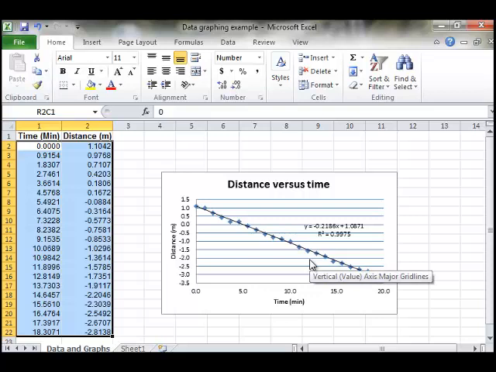You'll notice that we didn't connect the dots in this data, and that's a great idea. You typically don't want to do that because connecting the dots implies that we know something that happens between the data points. We don't have data between the data points. So using scatter plots for experimental data is a much better choice.